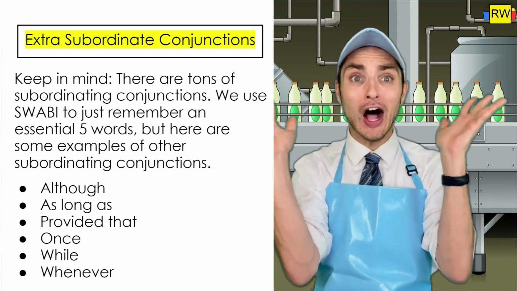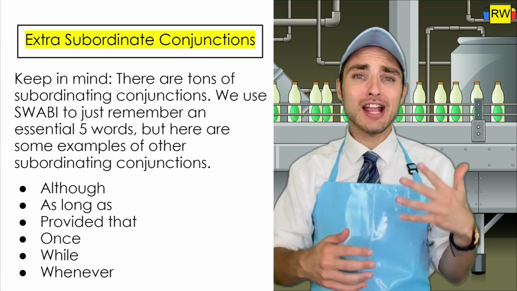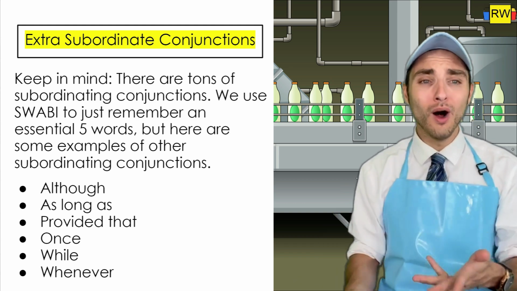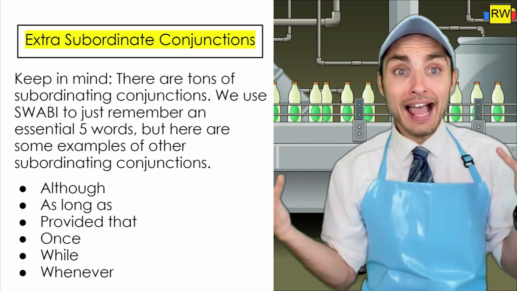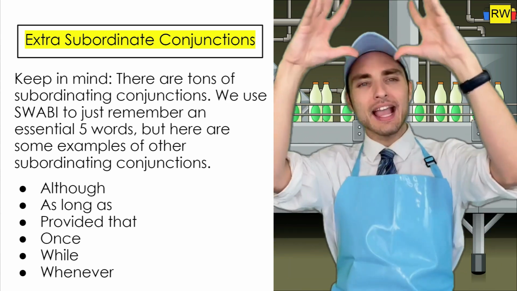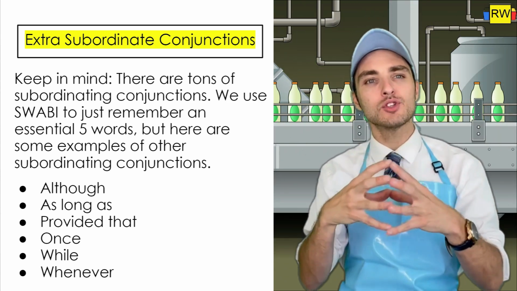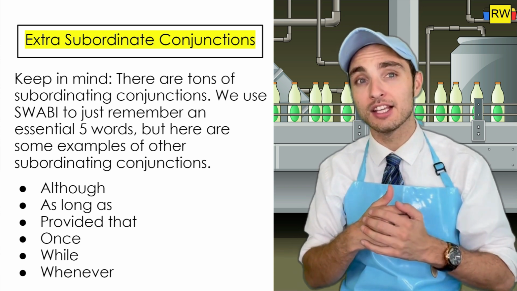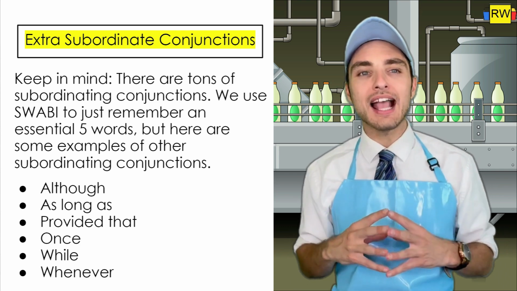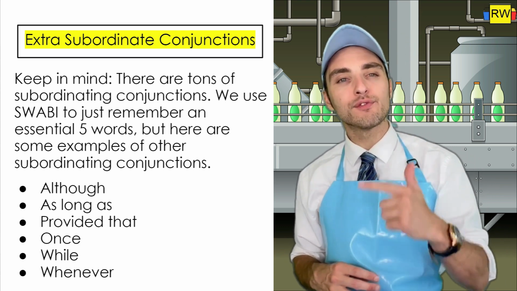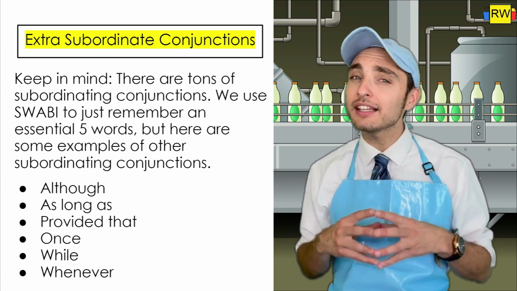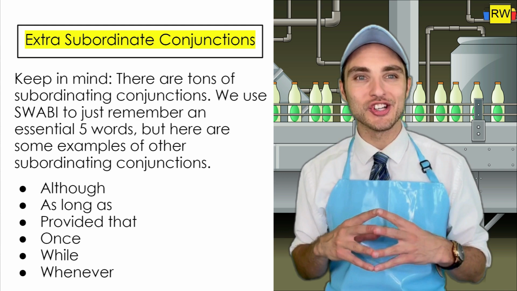In fact, there are tons of subordinating conjunctions, such as although, as long as, provided that, once, while, whenever, so many different types. So we use SWABI as our universal acronym to remember the basic subordinating conjunctions, but there are tons more out there. Just always ask yourself, does this word or phrase make an incomplete thought? If it does, it's most likely going to be a subordinating conjunction.